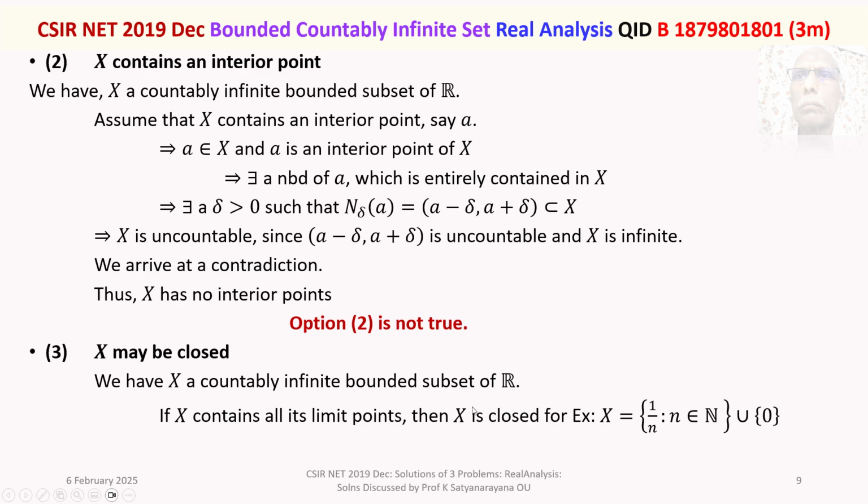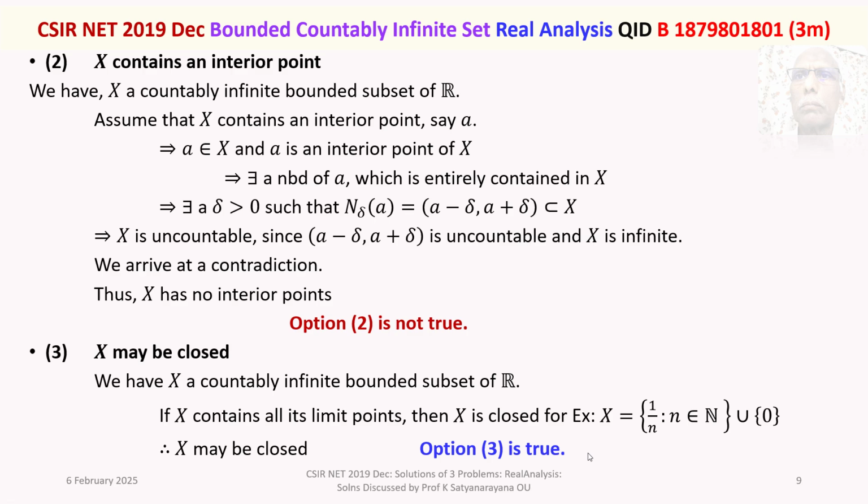Yes, it can be closed provided it contains all its limit points. Therefore, X may be closed. What is the example? X may be closed. X is equal to 1 by n, n belongs to N, union the singleton 0. It may be closed. So when X is a countably infinite bounded subset of R, it may be closed when it contains all its limit points. For example, this one. So option 3 is true.